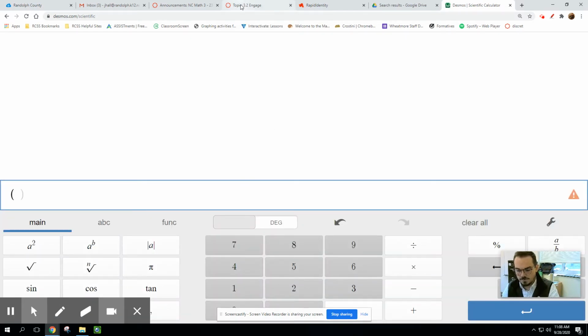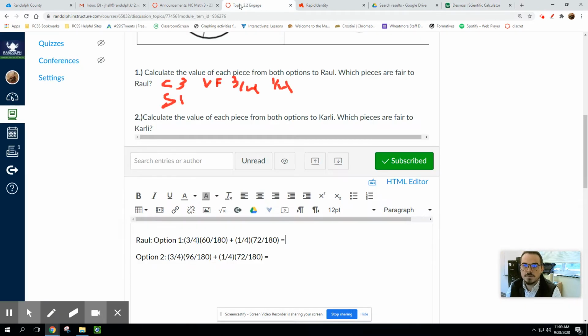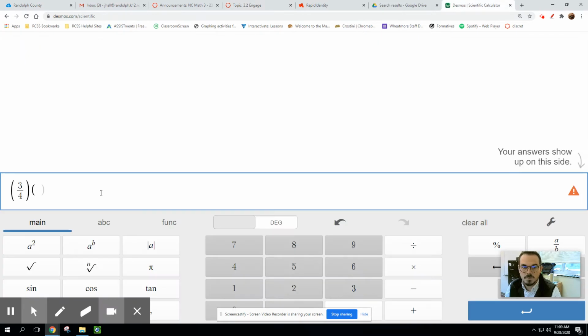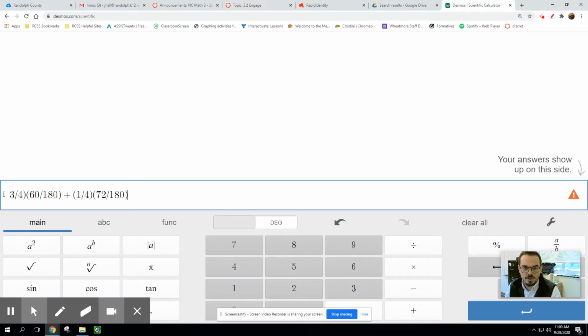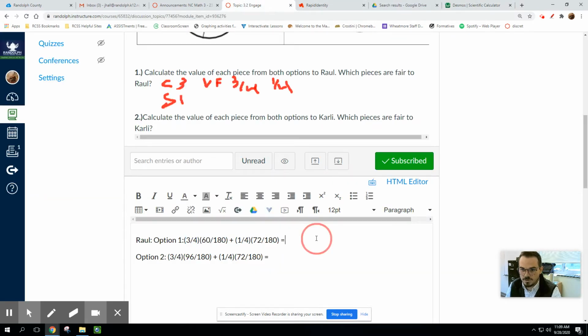What did I say? 3/4. And then 60 out of 180. Actually, I can just copy this and paste it. Desmos is a beautiful thing. All right. So that's going to give him a value of that first piece at 0.35. That's his percentage, or 35%. So he really doesn't like that one.